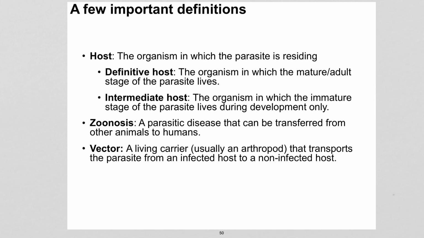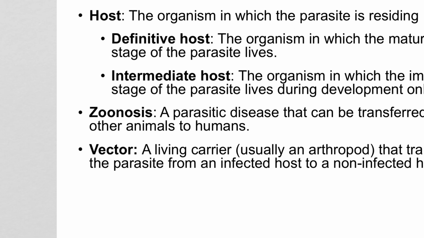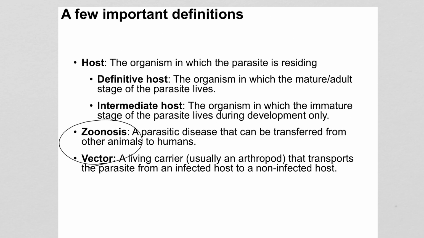Okay. A few other things to get out of the way. The term host, you're very familiar with. So for a viral or bacterial infection, if we're talking humans, obviously the patient is the host. Definitive and intermediate, there are some eukaryotes that sort of jump back and forth between animals and humans. We're not really talking about any of those in detail. I do want you to be able to differentiate between these two.